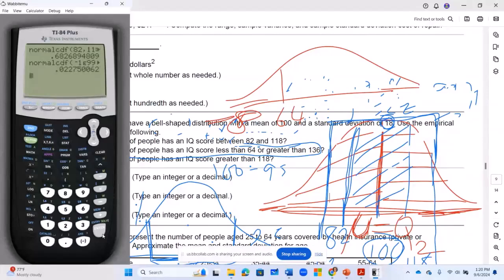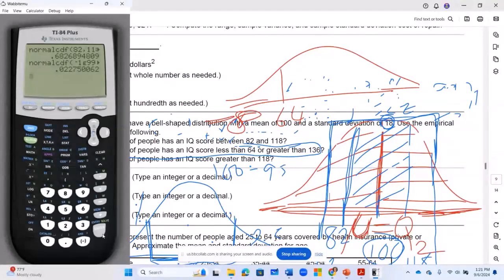The answer I had was 2.5%, approximately 0.025, yeah. So this area is actually 0.023. So remember that your calculator is more accurate. If you leave your answer to 4 decimal places, you have 0.0228.